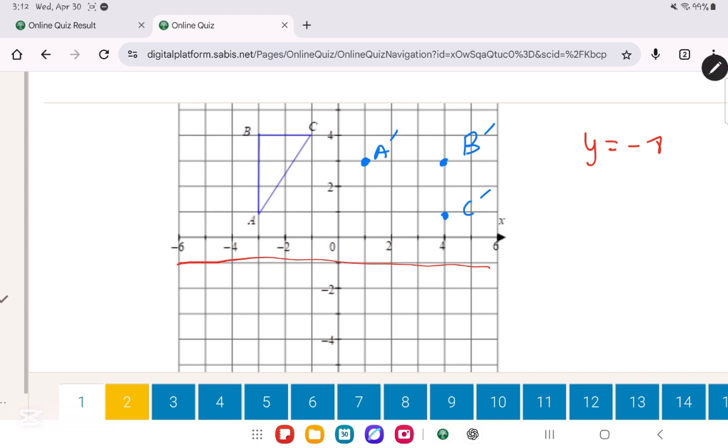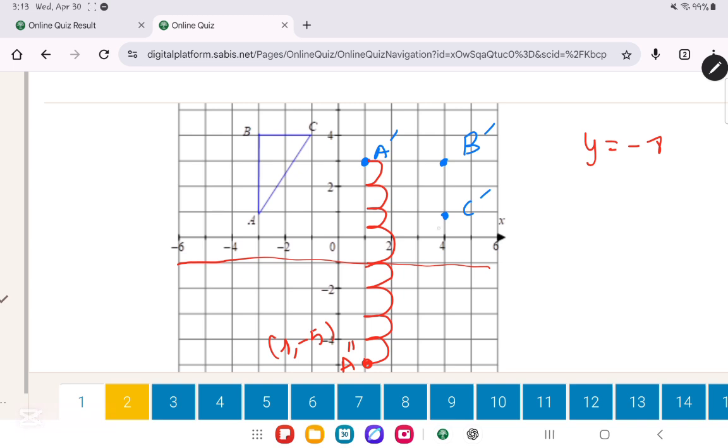So from A prime to the boundary, what is the distance? We have 1, 2, 3, and 4 as the distance. So on the other side, we will do like a mirror and move 1, 2, 3, and 4. So the new point, A prime, not A prime, sorry, A double prime is going to be over here. And this is point what? This is point (1, -5).